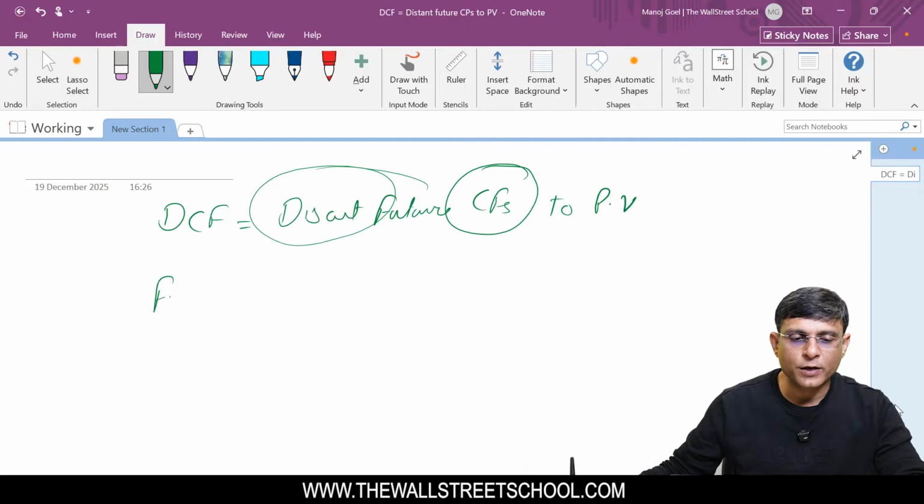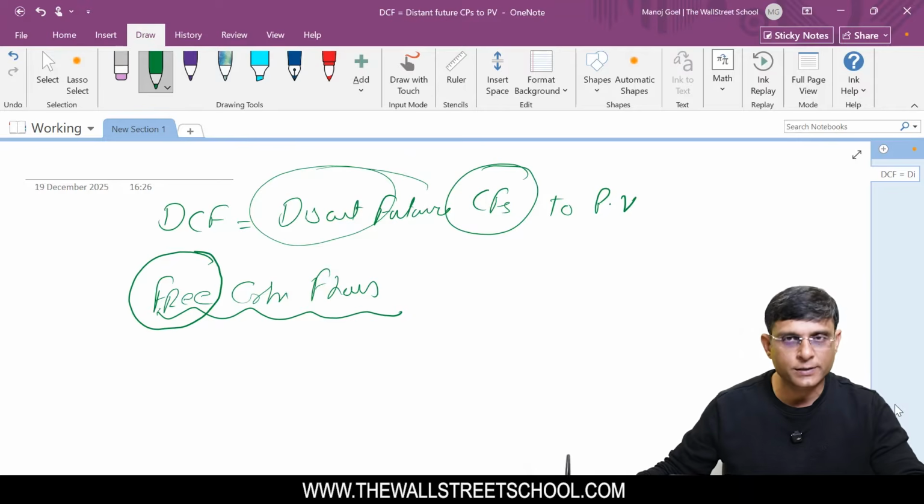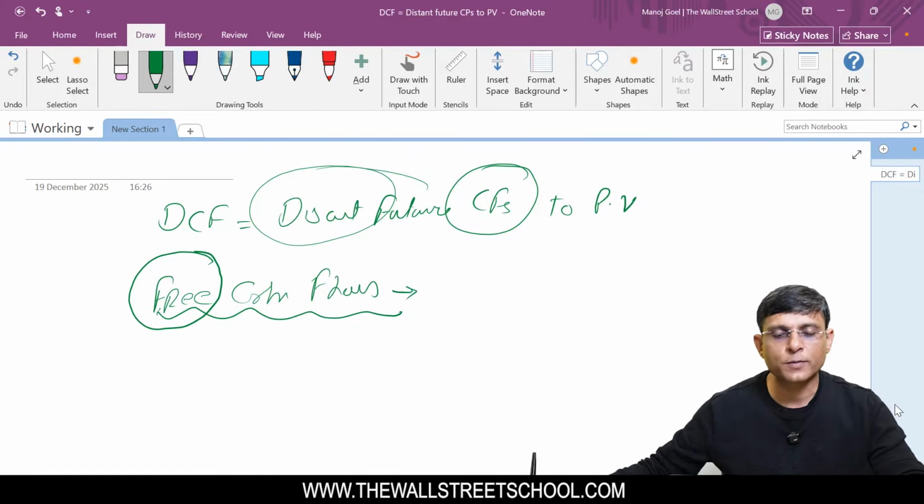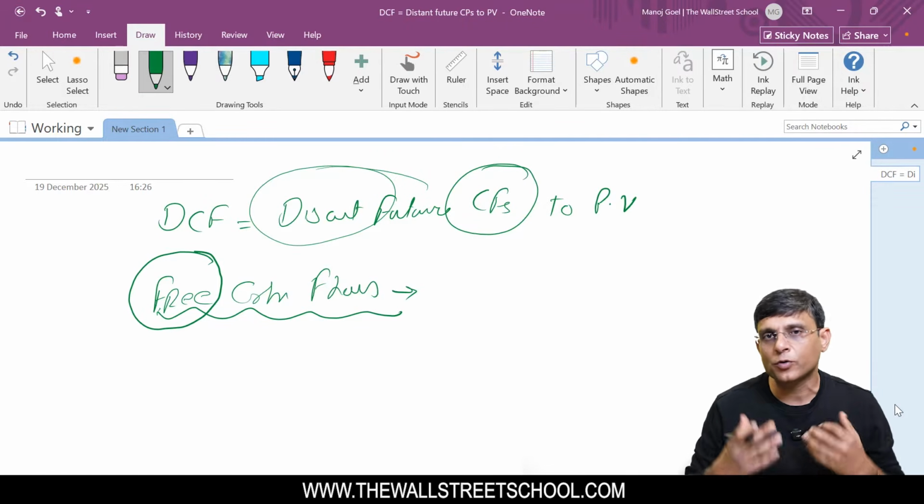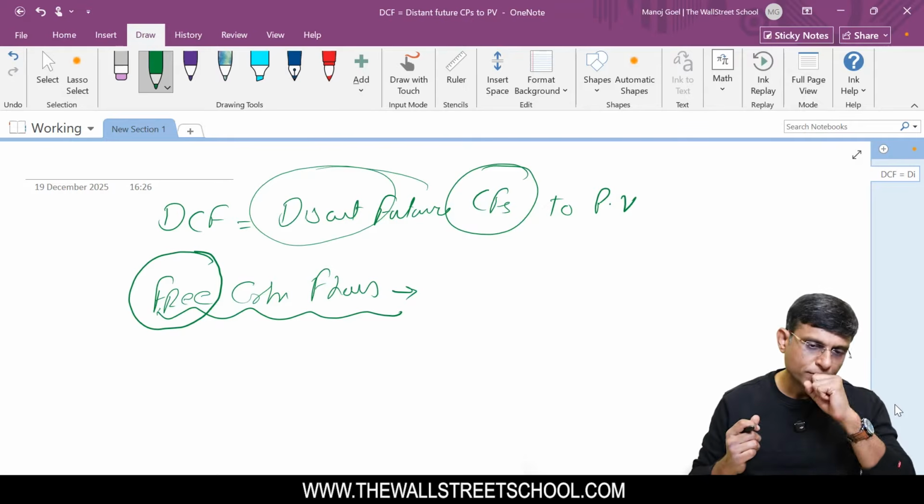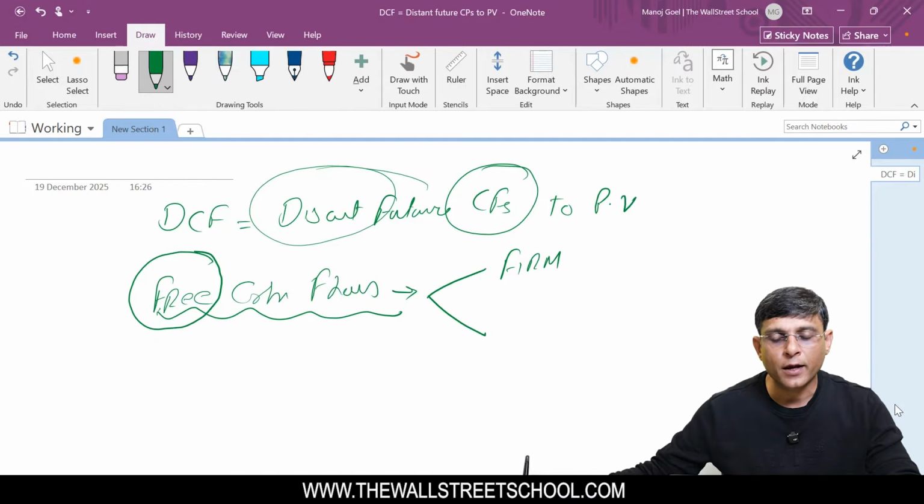First, let's talk about free cash flows. So guys, we don't discount normal cash flows in DCF. We discount free cash flows in DCF. Free cash flows means free for distribution, the cash flows which you can freely distribute to your stakeholders. We look at these cash flows from two perspectives. One is free cash flows to the firm and the other is free cash flows to the equity.